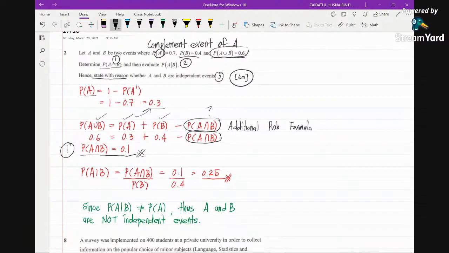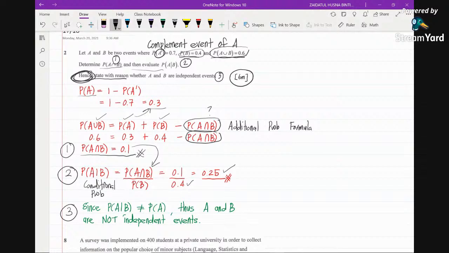Then the question says evaluate P(A given B). So this is conditional probability, and we just need to apply the formula. Probability of A given B is equal to probability of A intersect B divided by P(B). The probability of A intersect B has been obtained earlier, so we bring down the value, and P(B) is also given in the question as 0.4. So we will have the answer 0.25. Please take note that in the exam, whenever you have the word hence, it means you have to use previous answers.